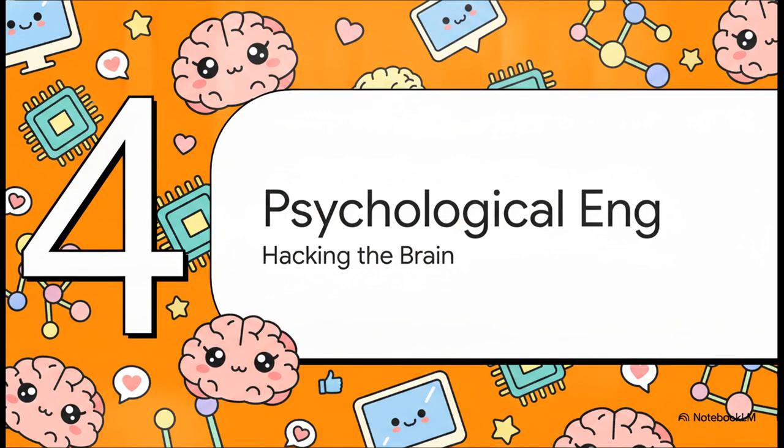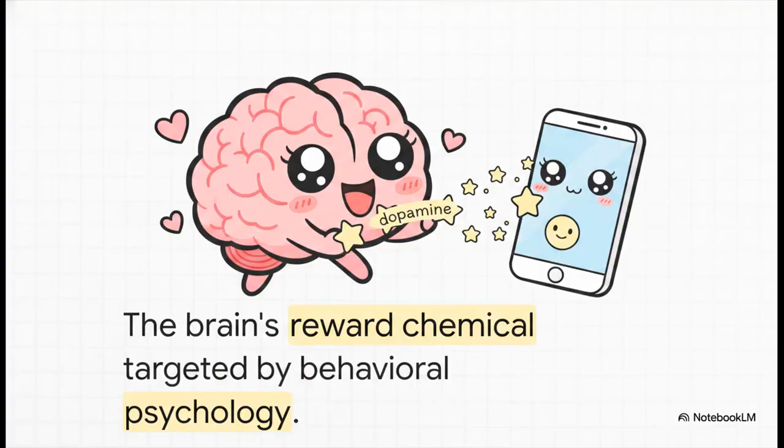All right, let's dive into section 4, hacking the human brain. Because these platforms, they aren't just built by software engineers, they are intentionally designed by psychological engineers. They are specifically targeting your brain's reward chemical, dopamine. Every notification, every like, every ping you get is carefully crafted to trigger a tiny release of dopamine, which ensures you feel rewarded every single time you open the app.